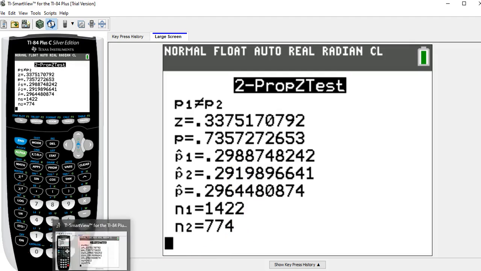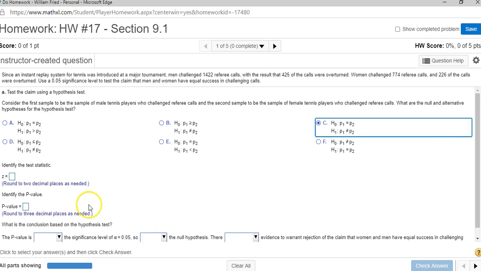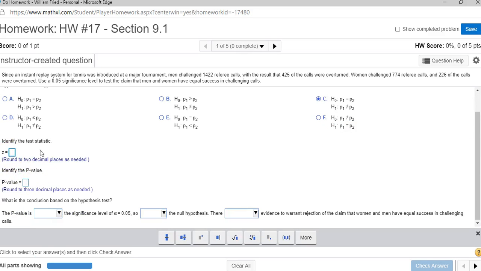Anyway, when I go back to the homework question, see this test statistic that was the 0.3375, how many decimal places do they want? 2 decimal places for the test statistic. That's about 0.34. And then the p-value, they want 3 places, that's 0.736. Okay, now we want to draw the conclusion.